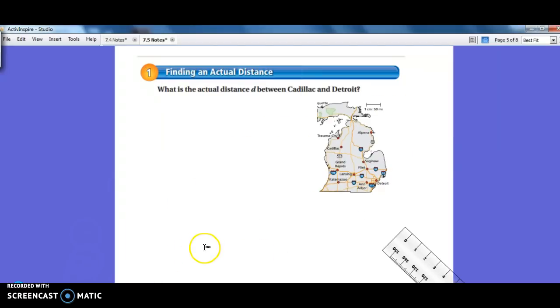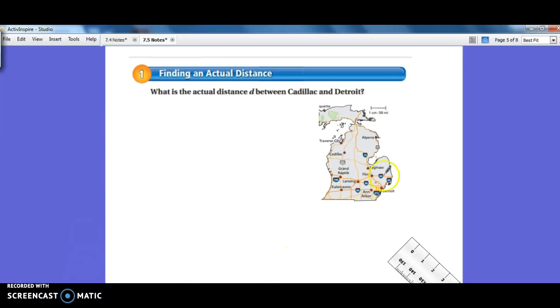Let's take a look at example 1. It says, what is the actual distance D between Cadillac and Detroit? Well, note something really important here. On any map that you'll ever read, you'll always see a scale. So here they have a scale of 1 centimeter to 50 miles. That means for every centimeter that you measure here on this drawing, that equals 50 real miles. So let's go ahead and set that up as a fraction. 1 centimeter to 50 miles.